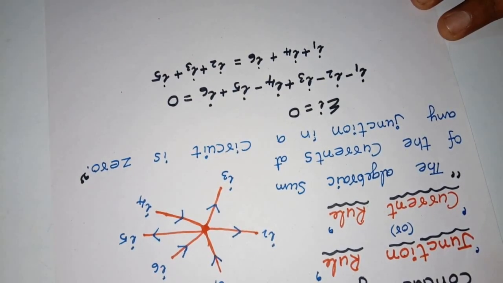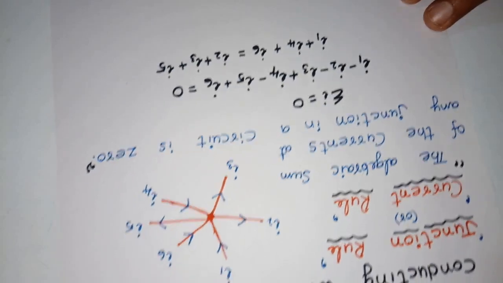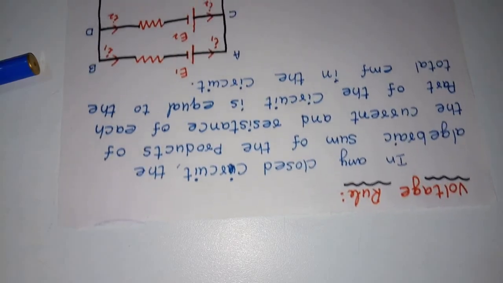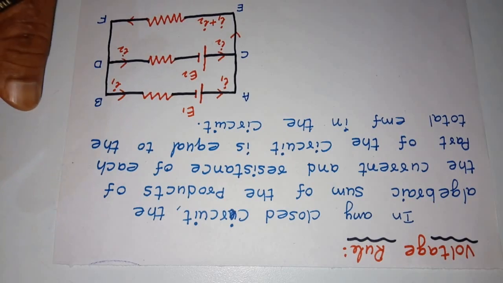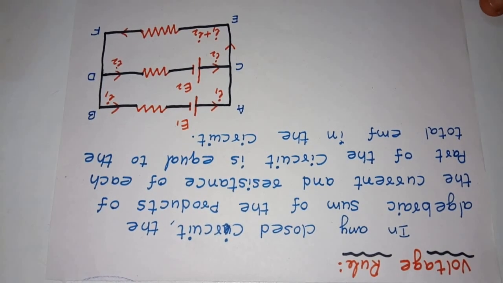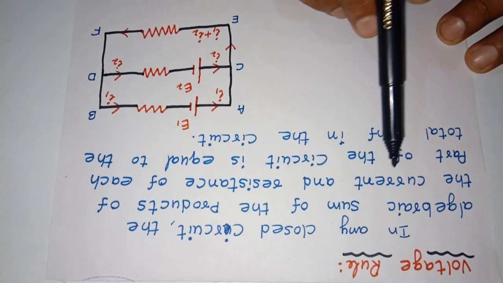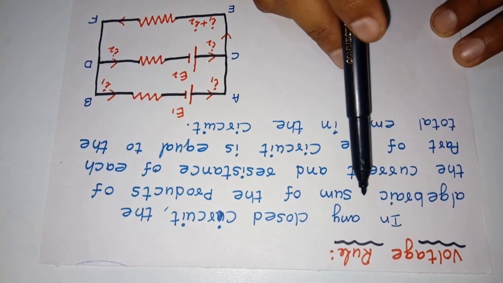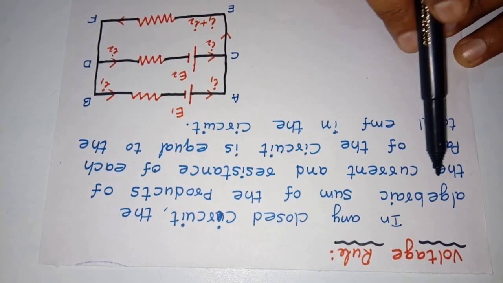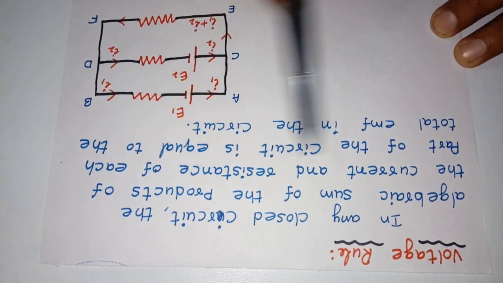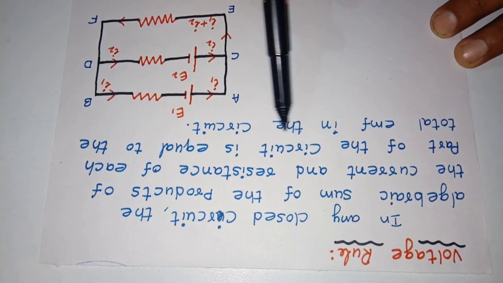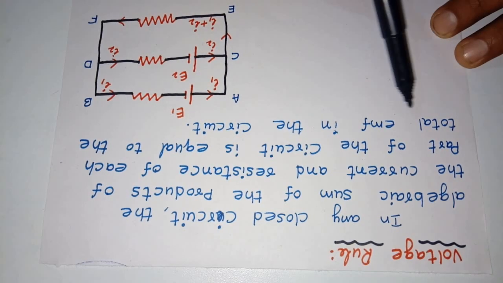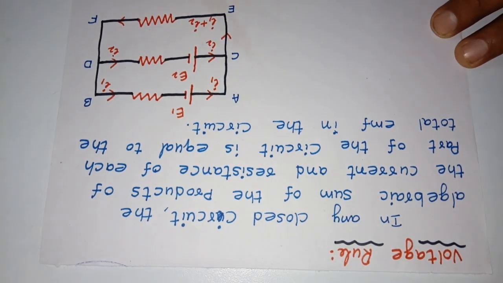And now let us try to understand the second rule of Kirchhoff, that is Kirchhoff's voltage rule. Let us try to understand what the voltage rule says. The voltage rule says that in any closed circuit, the algebraic sum of the products of the current and the resistance of each part of the circuit is equal to the total EMF in the circuit.